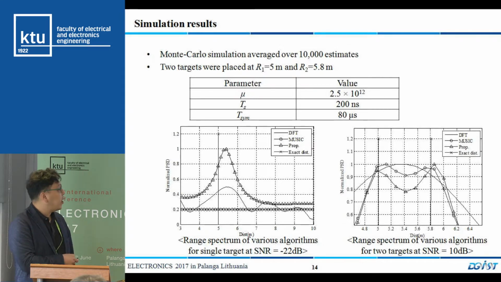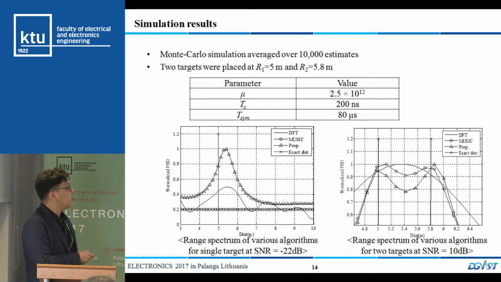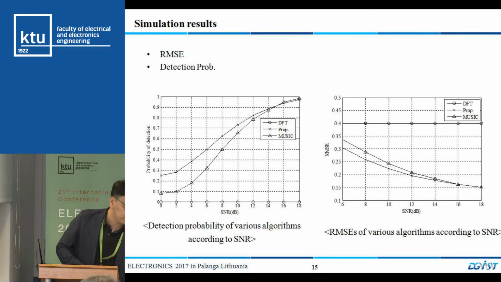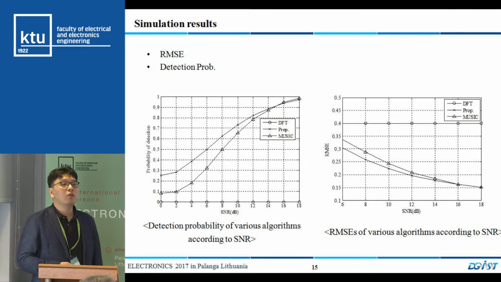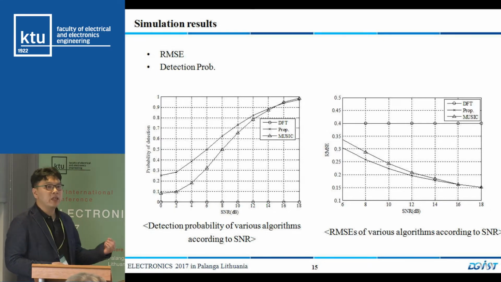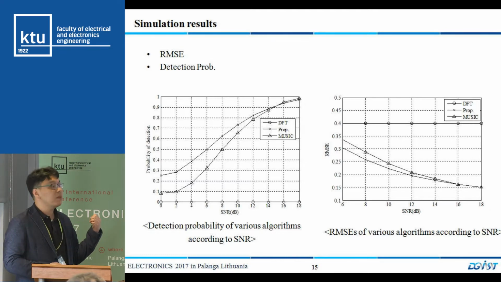When we have two targets at SNR 10 dB, the proposed and the spectrum partition algorithms resolve them like that, and the performance is better than the MUSIC and the DFT. Even the DFT cannot resolve the two targets. In terms of root mean square error and the detection probability, we have similar performance to the previous part.